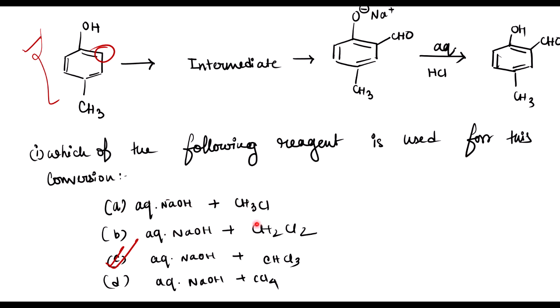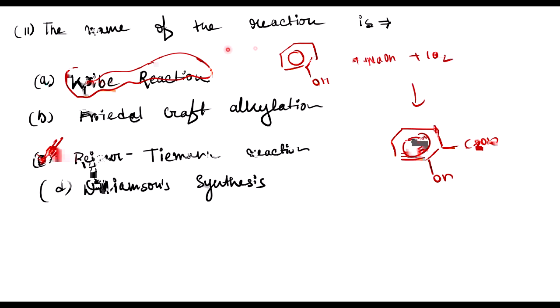And what is the name of the corresponding reaction? Here the name of the reaction is the Reimer-Tiemann reaction. Another reaction, the Kolbe reaction, is also important. For the Kolbe reaction, suppose we have phenol here, and we add sodium hydroxide in presence of carbon dioxide, then we can get para hydroxybenzoic acid. So a CO2H group will be added in the case of the Kolbe reaction.